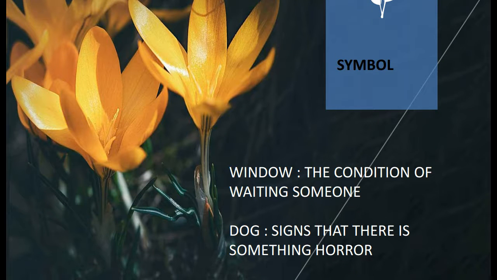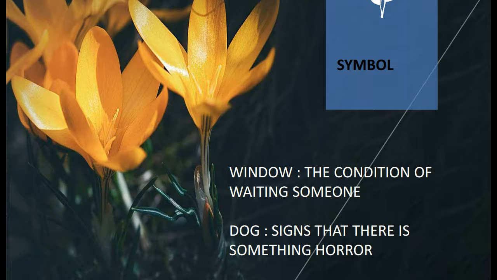And then we move to the symbol. There are two symbols. The first is the window and the second is the dog. Why the window and the dog? Because the window shows the condition of waiting for someone. In the story, the author gives a clue that the woman is waiting for someone by looking at the window. So I think that the symbol is the window. Why the window? Because of the condition of waiting for someone, and we look at one thing. That is the symbol.